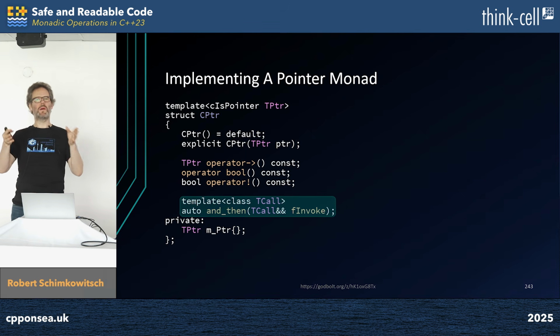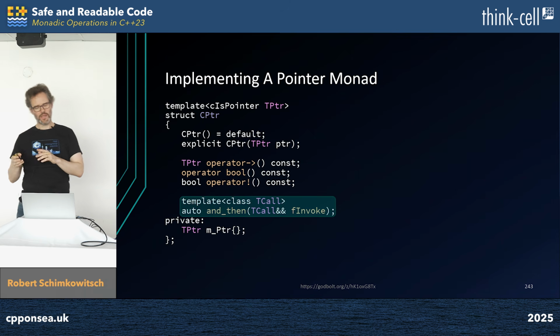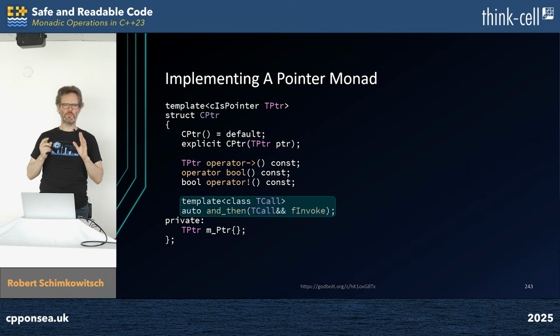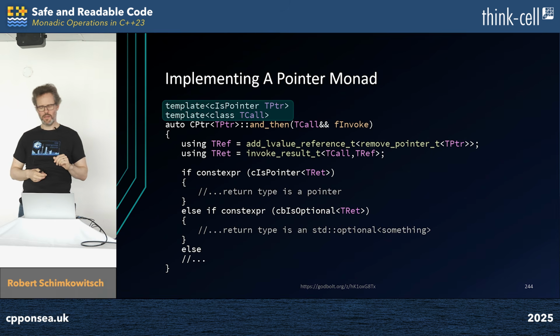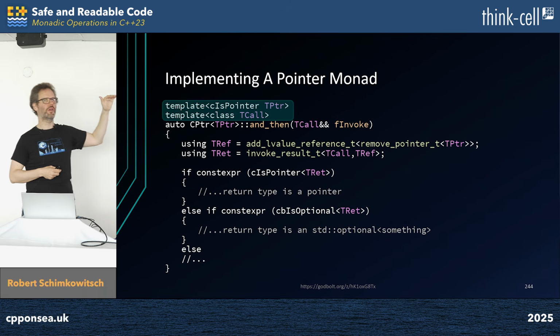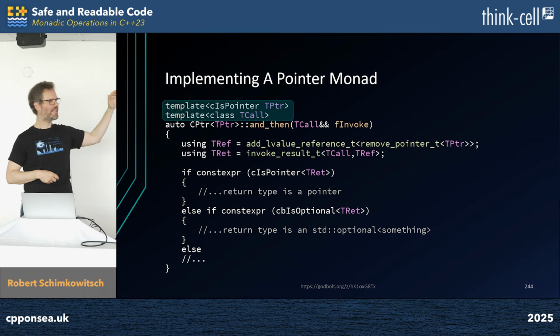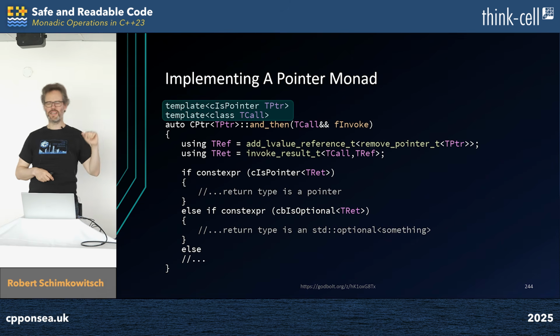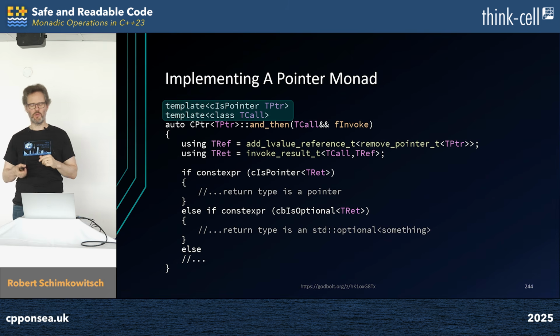So we want to pass a callable, a function or a function object or whatever, into it. And the return type we have to deduce because it depends on what the function returns. In the implementation, we start with the template arguments. TPtr is the pointer type that we currently hold in our class. So it's a class template argument. And TCall is the function template argument, the callable that we want to execute if our pointer is valid.